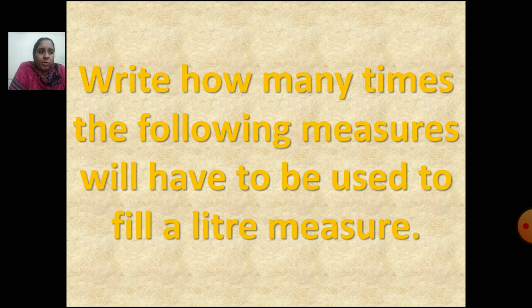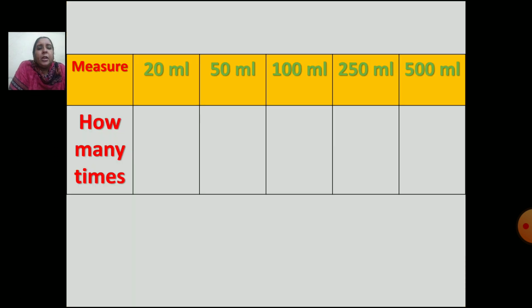Now see the question. Write how many times the following measures will have to be used to fill a liter measure. Now see the question. 20 ml measurement. Okay, how many times will you take? And the measurements given are 20 ml, 50 ml, 100 ml, 250 ml and 500 ml.